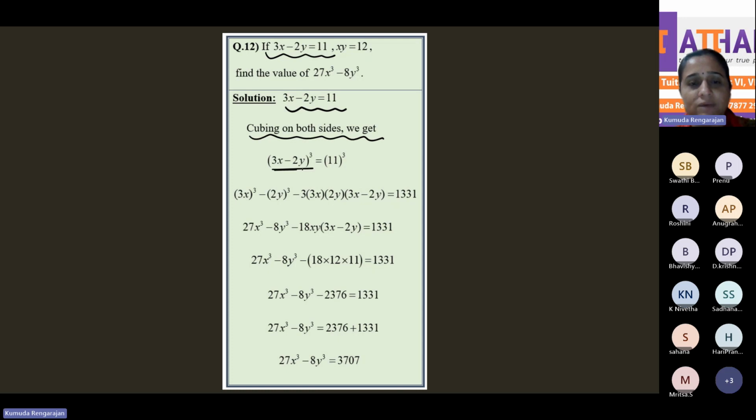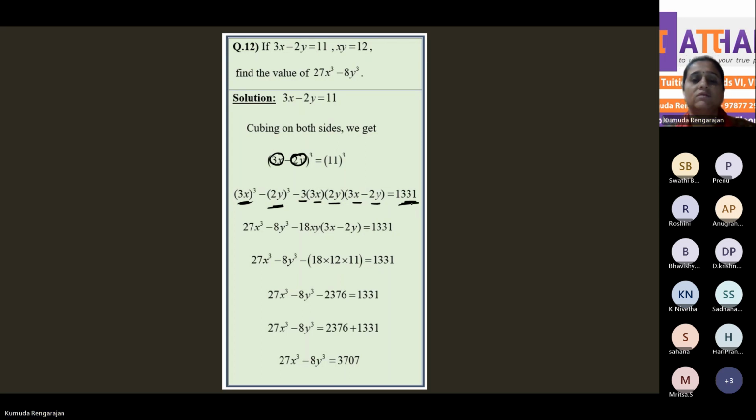Now this is a minus b, the whole cube, where a is 3x and b is 2y. This is a, this is b. So a cube minus b cube minus 3 into a into b into a minus b is equal to 11 into 11 into 11, which is 1331. A cube minus b cube minus 3ab into a minus b.